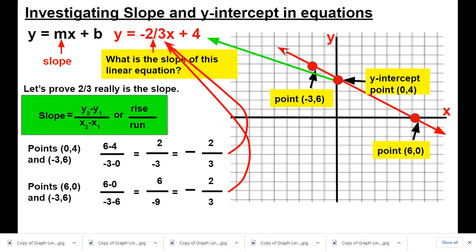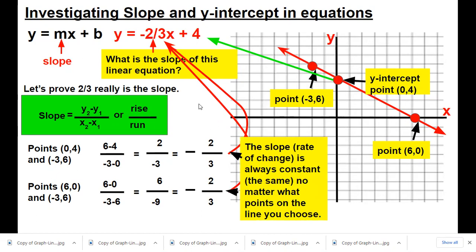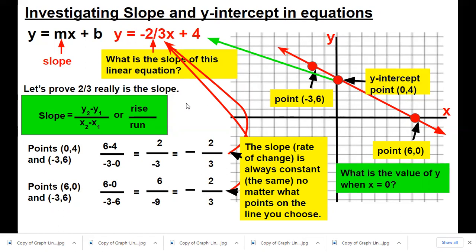My graph is slightly off, because that should be tipping down just a little bit more to hit this point. Okay, now the slope, or the rate of change, which is what slope is, is always constant. It's the same no matter what point on the line you choose. What is the value of y when x equals 0? This is your x-intercept. What's the value of y at that point? Y is 0, right?